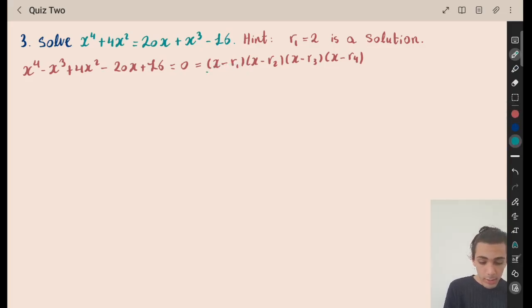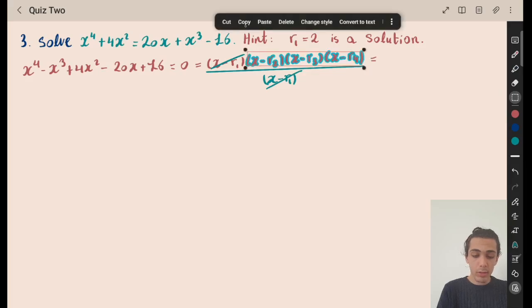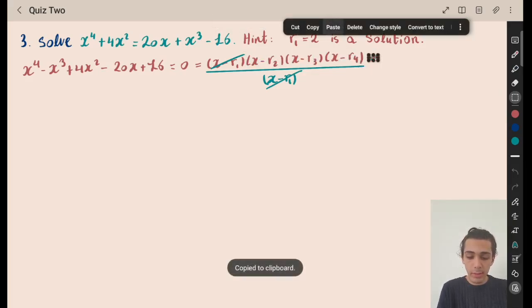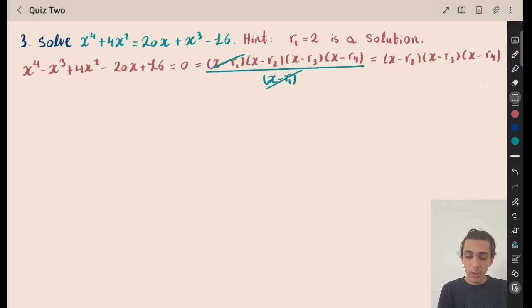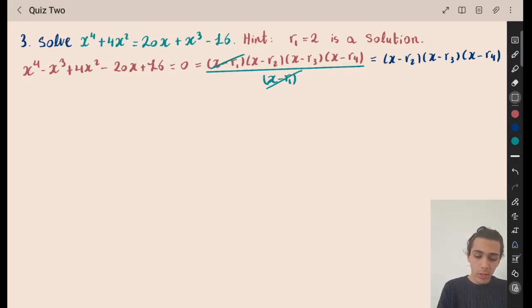Now, if r1 is equal to 2 is a solution, then we can simply divide this whole thing by x minus r1, right? And we will get a division without remainder, right? There's no remainder because it's just canceling out the factor. So we will get this answer as a result. So it seems like a good idea.